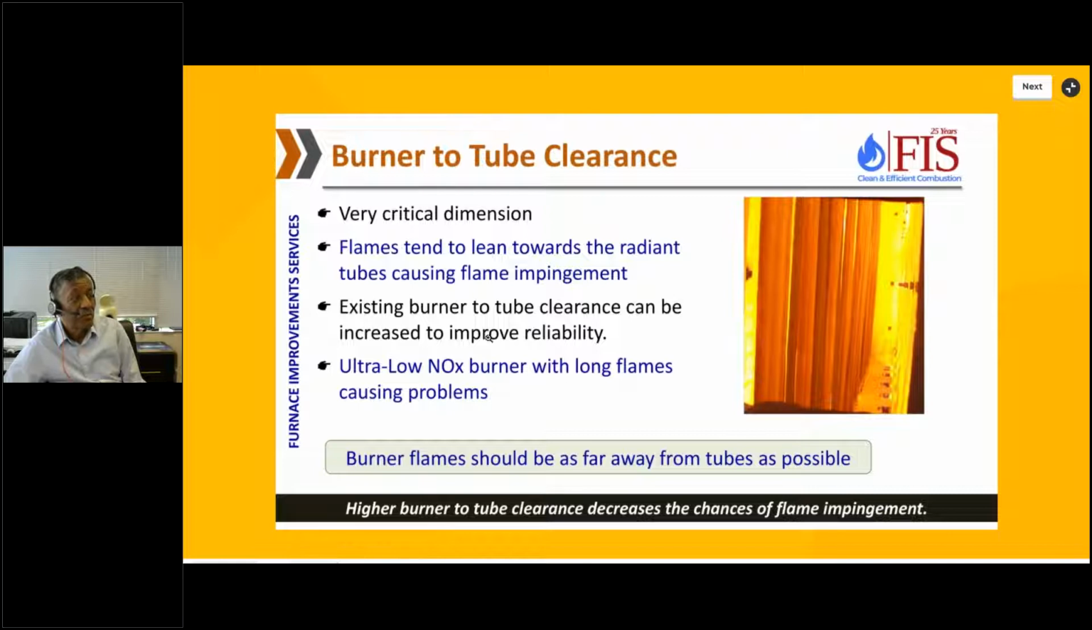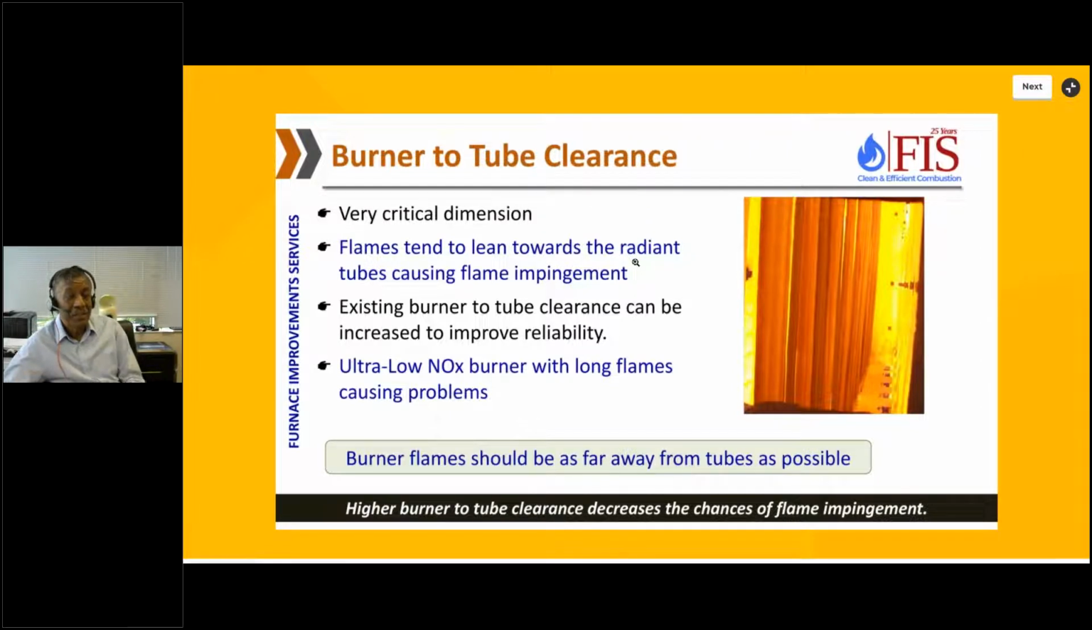The next is burner to tube clearance. This is very, very critical. We have found that when we do CFD modeling, flames tend to lean towards the radiant tubes because they are at a lower temperature. Flames are looking for low temperature, so they tend to lean. And the greater the distance, the more uniform heating will take place.